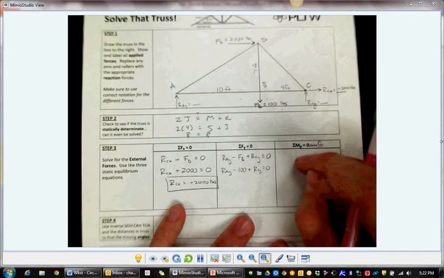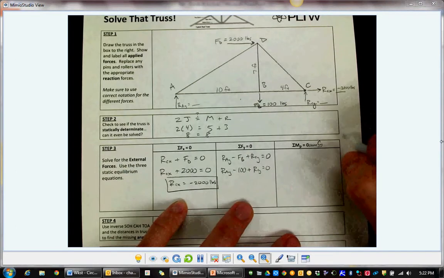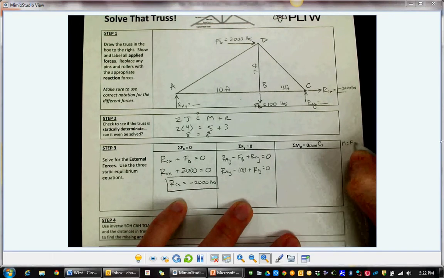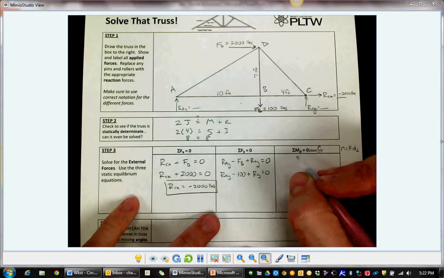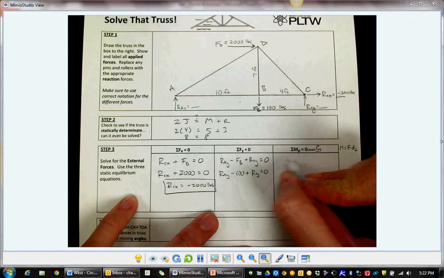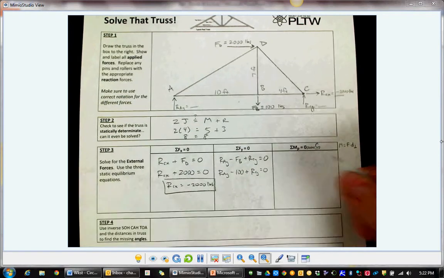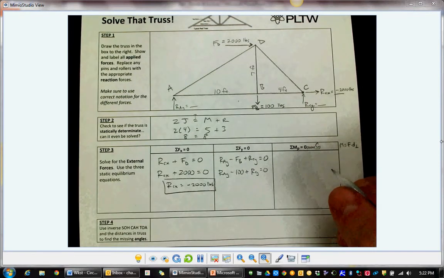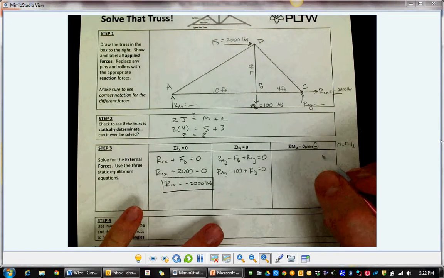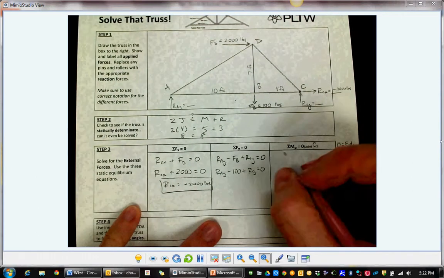So we're going to have three different terms in this moments equation. Just to remind you that to calculate a moment, it is the magnitude of the force times the distance perpendicular to the line of action of that force. I teach this maybe a little differently than you have seen in other videos, but it seems to help my students, again, not make the sign errors that many of them tend to make without these little tips here. So let's sum the moments.